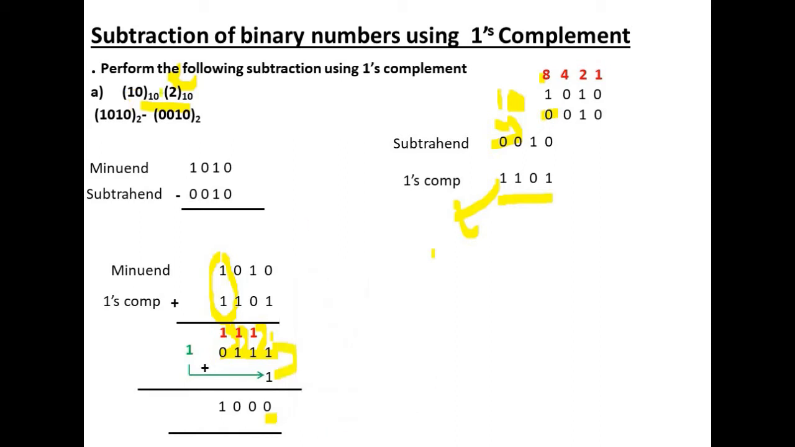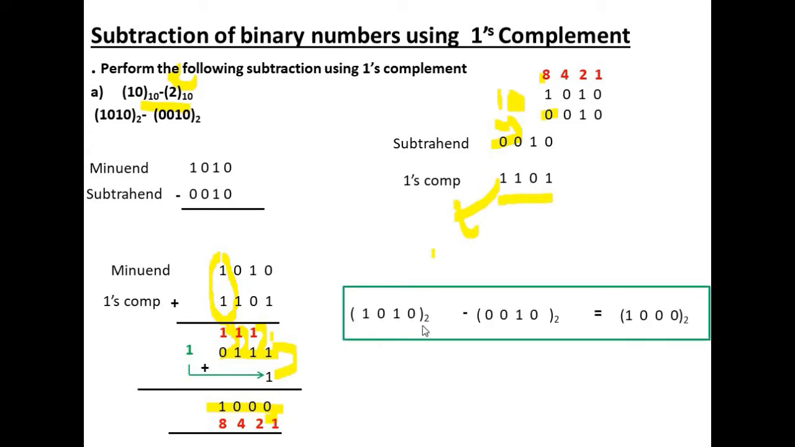Here we notice that 10 minus 2 should give the result as 8. So we can check whether this result is equivalent to 8 or not. So let us check it out. 1, 2, 4, 8. It is very clear that the produced sum is equal to 8. It means this is the correct answer. So we have got the result as 1010 minus 0010 is equal to 1000.